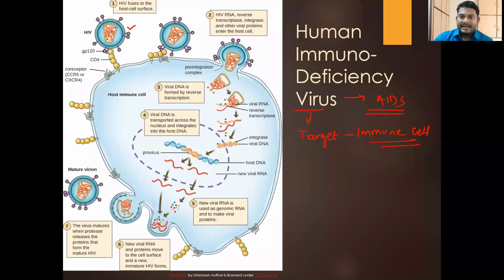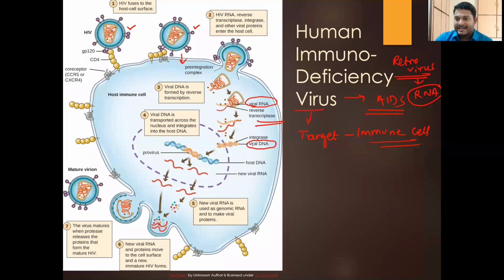So the moment it comes and attaches itself to the surface of the host cell, it is going to release its genetic material, viral, actually in this case, viral RNA. HIV is a retrovirus, and retroviruses typically have an RNA genome. So the RNA is released, and by a process called reverse transcription, which you will learn again in higher classes, it produces the DNA. It is going to produce the viral DNA.